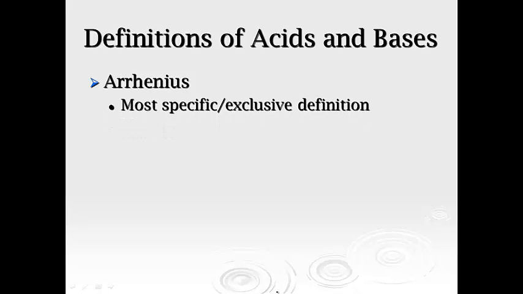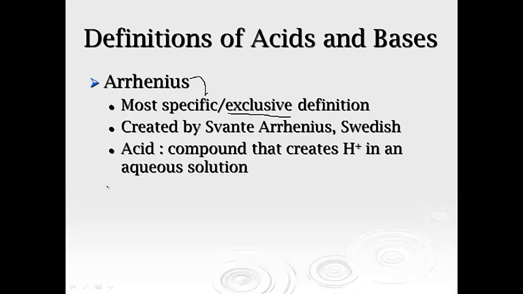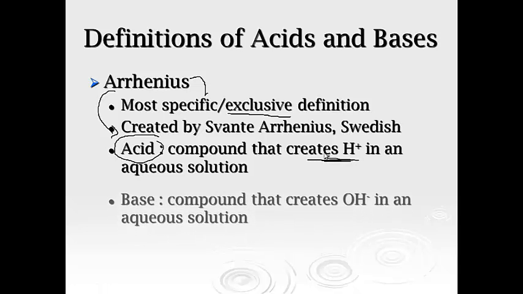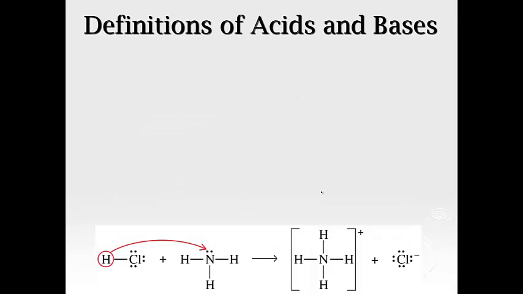And there are two definitions we're going to have to be familiar with. Arrhenius is probably the most classic. It's also the most specific and the most exclusive definition. It was created by Svante Arrhenius. He was Swedish. He did a lot of studying with ions. His definition of an Arrhenius acid is a compound that creates hydrogen ion in an aqueous solution. So anything that generates hydrogen. Now, a base for Arrhenius is a compound that creates or generates hydroxide in an aqueous solution.